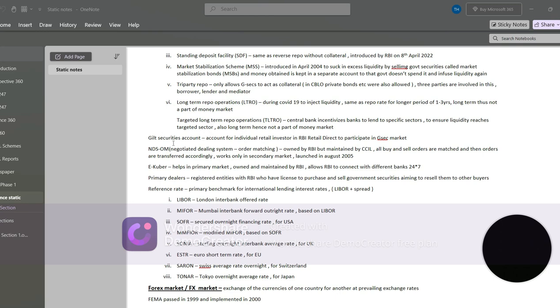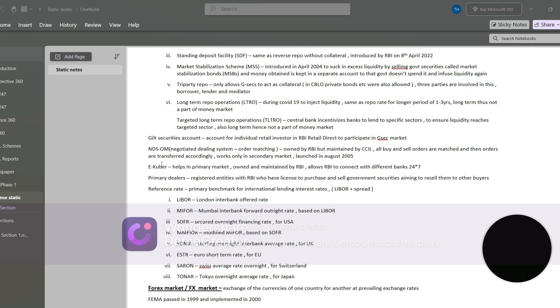Negotiated Dealing System Order Matching. This is actually owned by RBI and maintained by CCIL. All buying and selling orders are matched and then orders are transferred accordingly by this system, and this only works in the secondary market, and this was launched in 2005. Negotiated dealing system order matching. By the name only we can understand what it is.